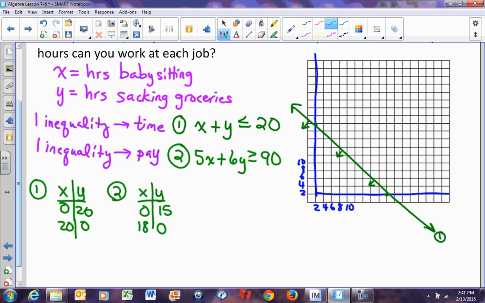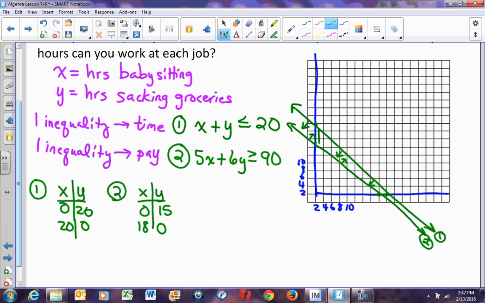This is equation 1. Equation 2, it crosses the x-axis at 18, and it crosses the y-axis at 15, right here between 14 and 16. Again, draw my line. That's a really bad line. That's equation 2, and that would be greater than or equal to 90. So 0 is not greater than or equal to 90, so we know we can go this way.